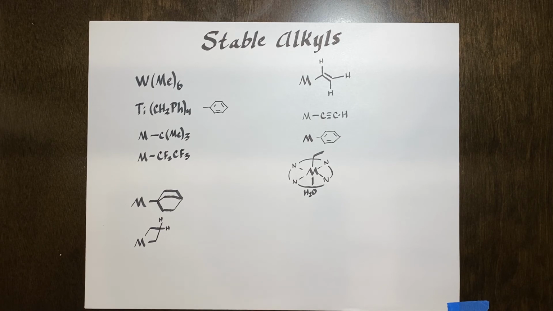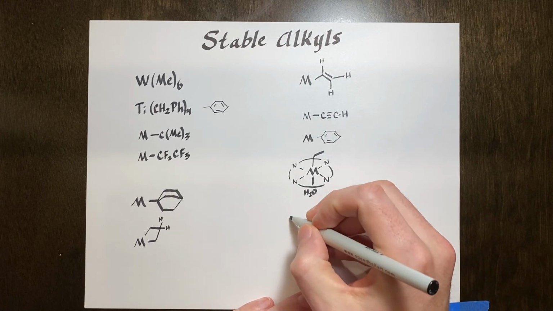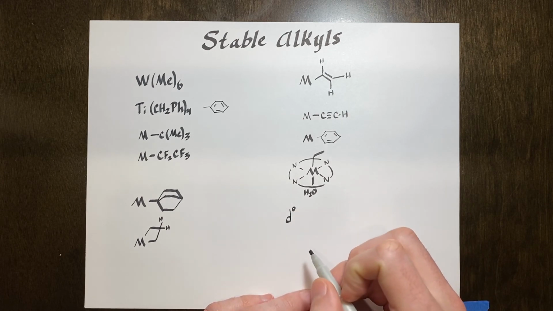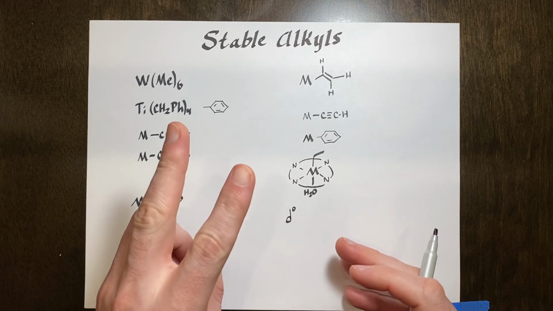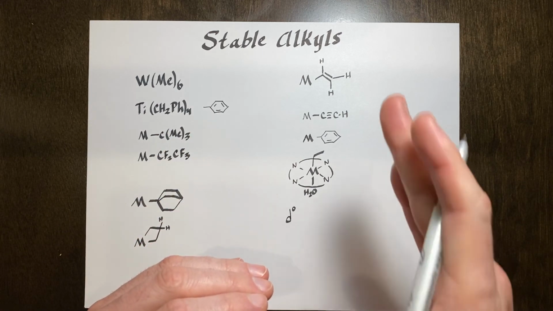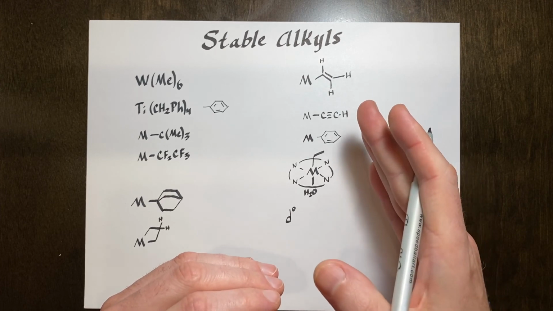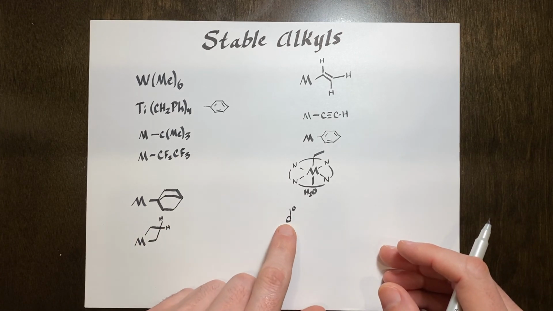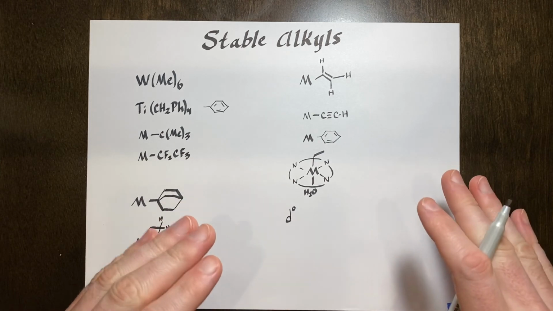Other ways that we can block alkyls from undergoing beta hydride elimination is if we have a D0 metal. Now, in order for beta hydride elimination to occur, there needs to be at least 2 D electrons available to bond with the hydrogen into the antibonding orbital on the hydrogen, and then the reaction can proceed. If there are no electrons in the D orbital, that cannot occur, and so we've stopped it at the beginning.